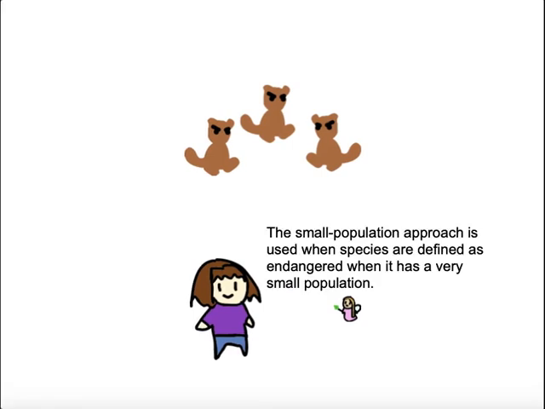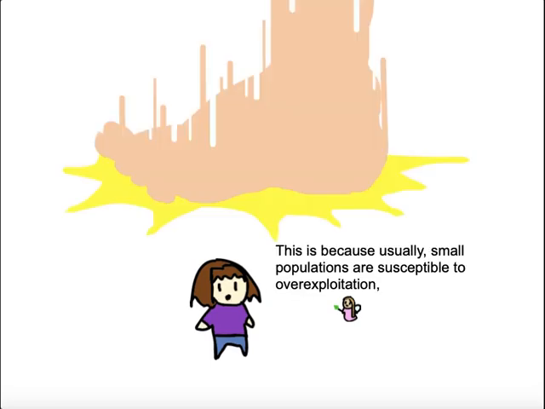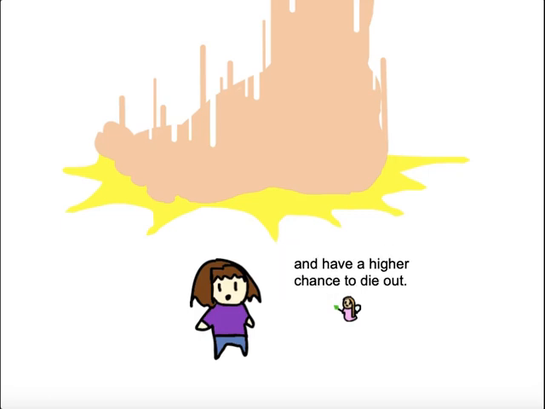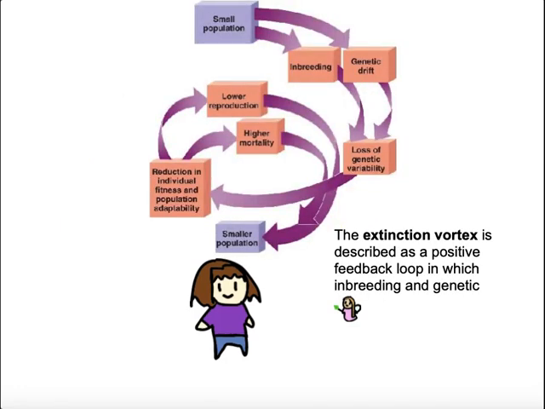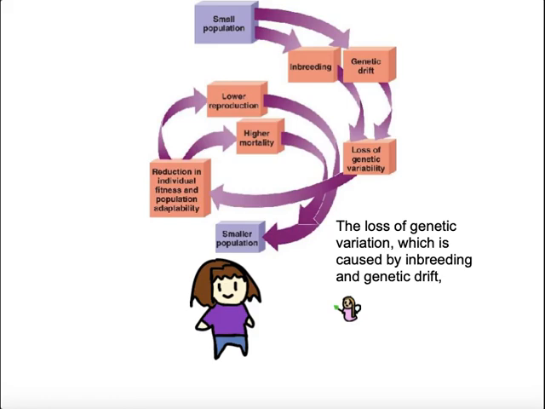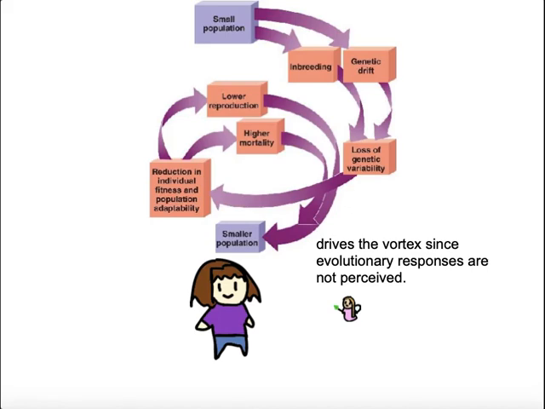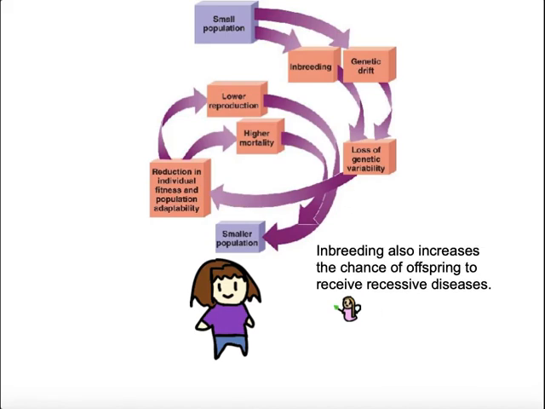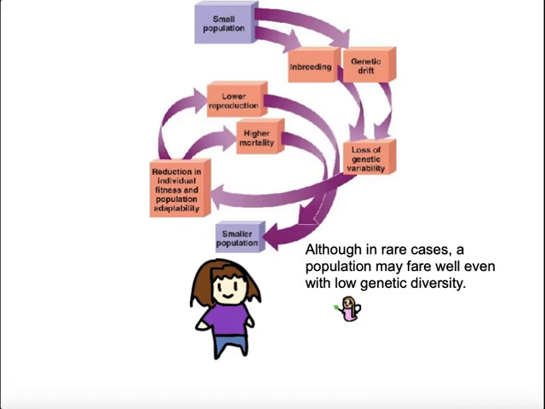The small population approach is used when a species is defined as endangered because it has a very small population. This is because usually, small populations are susceptible to overexploitation and have a higher chance to die out. The extinction vortex is described as a positive feedback loop in which inbreeding and genetic drift draw the population smaller and smaller until it no longer exists. The loss of genetic variation, which is caused by inbreeding and genetic drift, drives the vortex since evolutionary responses are not perceived. Inbreeding also increases the chance of offspring to receive recessive diseases. Although in rare cases, a population may fare well even with low genetic diversity.